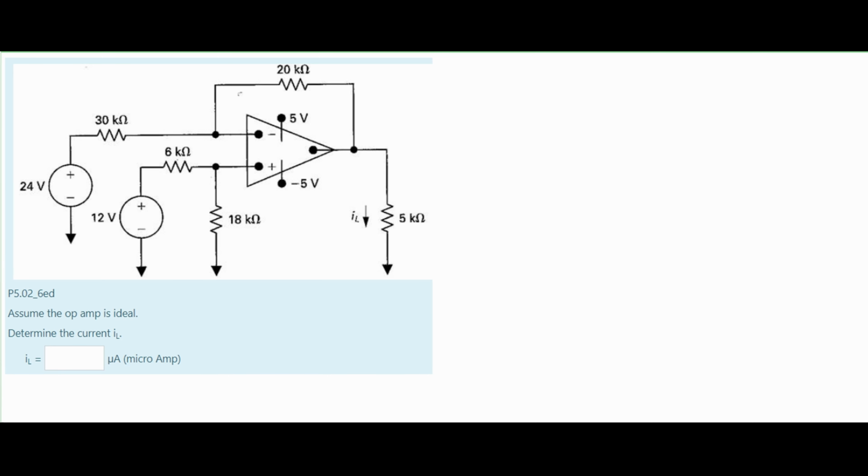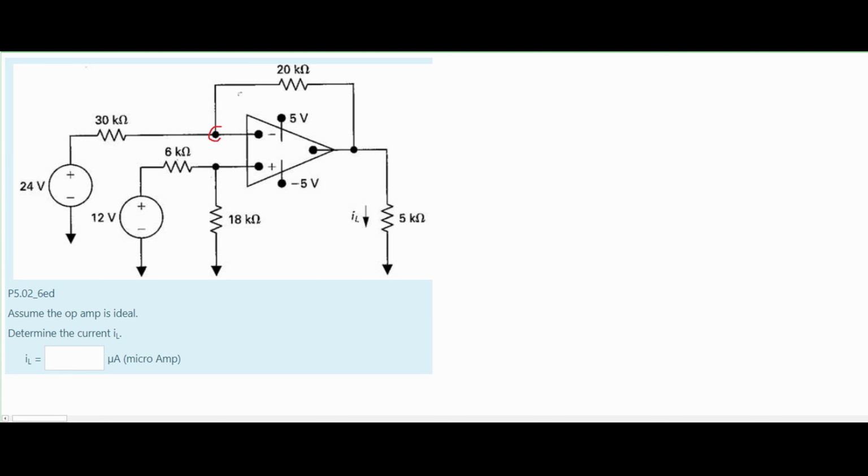In this problem, we are given the following circuit diagram. We need to assume the op amp is ideal, and then we can use this to determine the current IL. When we look at this, if our op amp is ideal, we know two things. One is that there is no current flowing into our op amp. Two is that the voltage for the negative part, the inverted part, and the voltage for the positive part, the non-inverted part, are equal to each other.